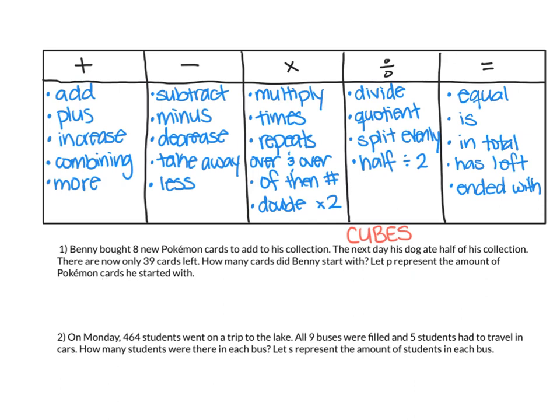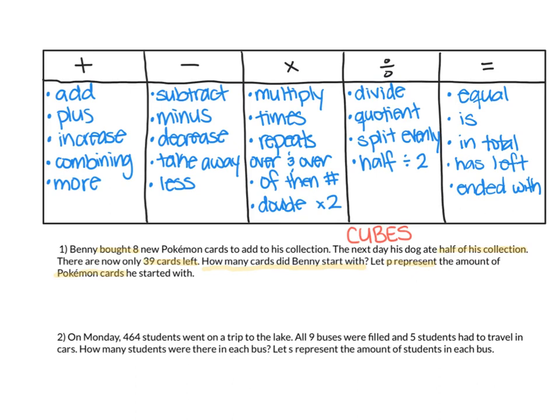Okay, so let's go ahead and identify the important pieces of information. We know that he bought 8 new Pokemon cards. Let me make that just a little bigger. Bought 8 new Pokemon cards. The next day, his dog ate half of his collection. There are now 39 cards left. And then our question, how many cards did Benny start with? And of course, P represents Pokemon cards.